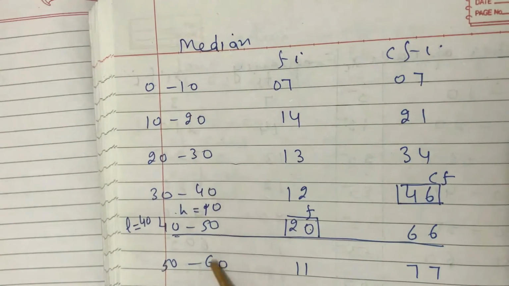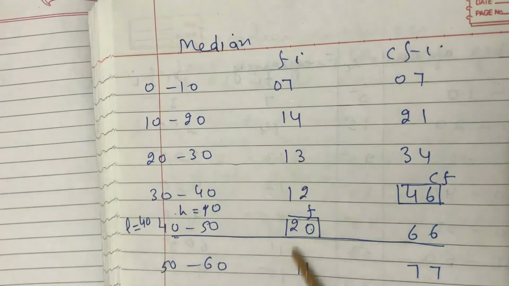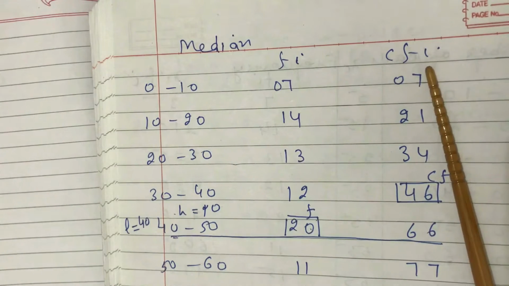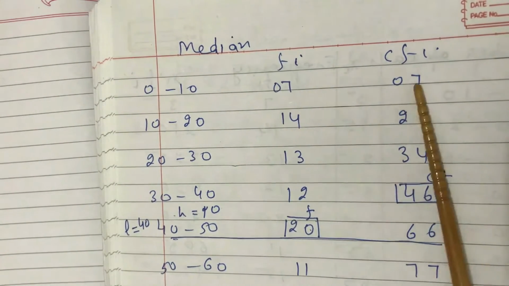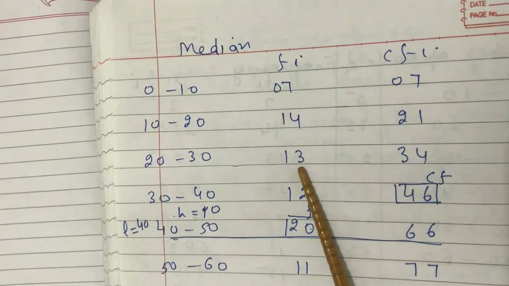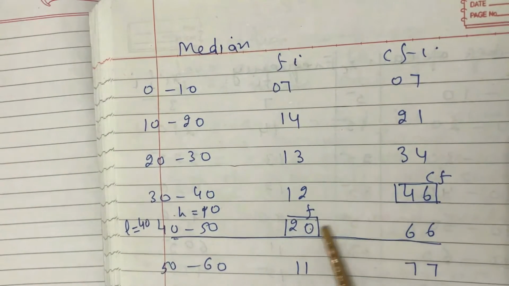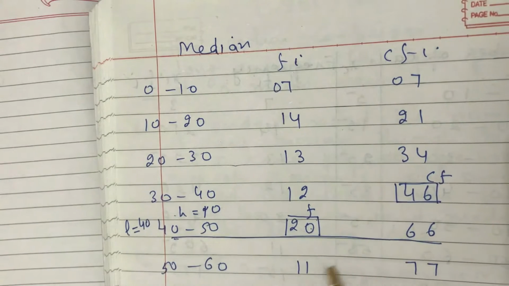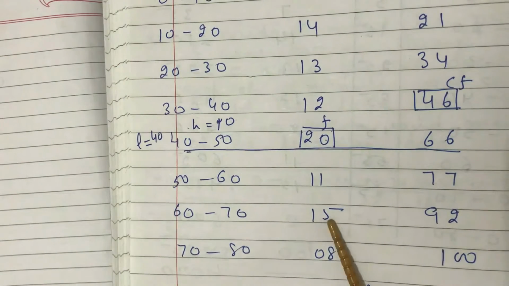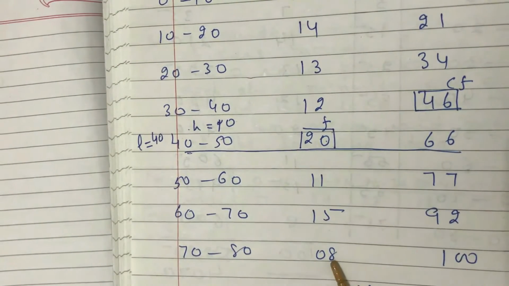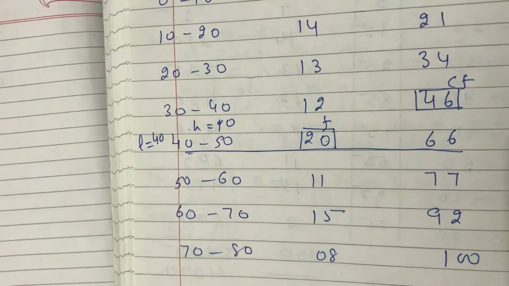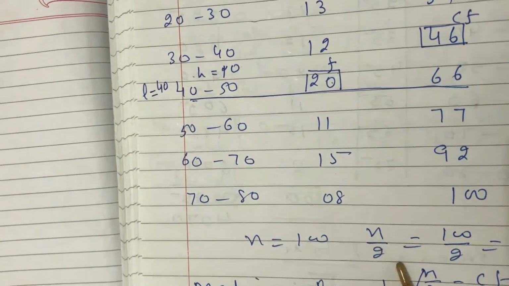So this is again the number of cars. This is the frequency. You are to write the cumulative frequency here. So 7 plus 14 is 21, 21 plus 13 is 34, 34 plus 12 is 46, 46 plus 20 is 66, 66 plus 11 is 77, 77 plus 15 is 92, 92 plus 8 is 100. So n here is 100, n by 2 is 50.